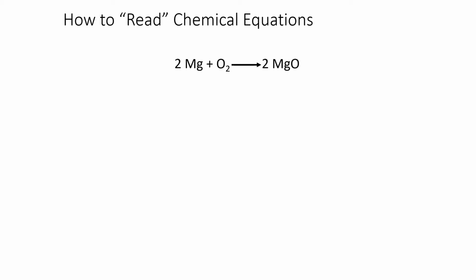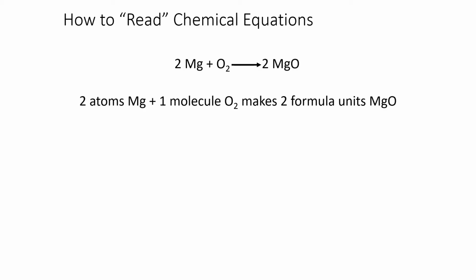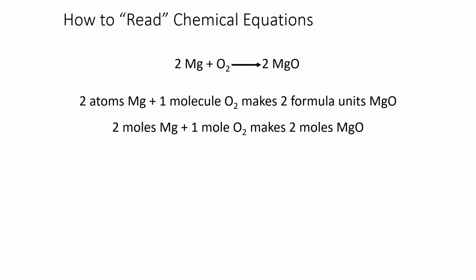So how do we read these chemical equations? Once again, 2 atoms of magnesium plus 1 molecule of O2 makes 2 formula units of magnesium oxide. This is an ionic compound. You have a metal and a nonmetal. We could also read that as 2 moles of magnesium plus 1 mole of O2 makes 2 moles of magnesium oxide.